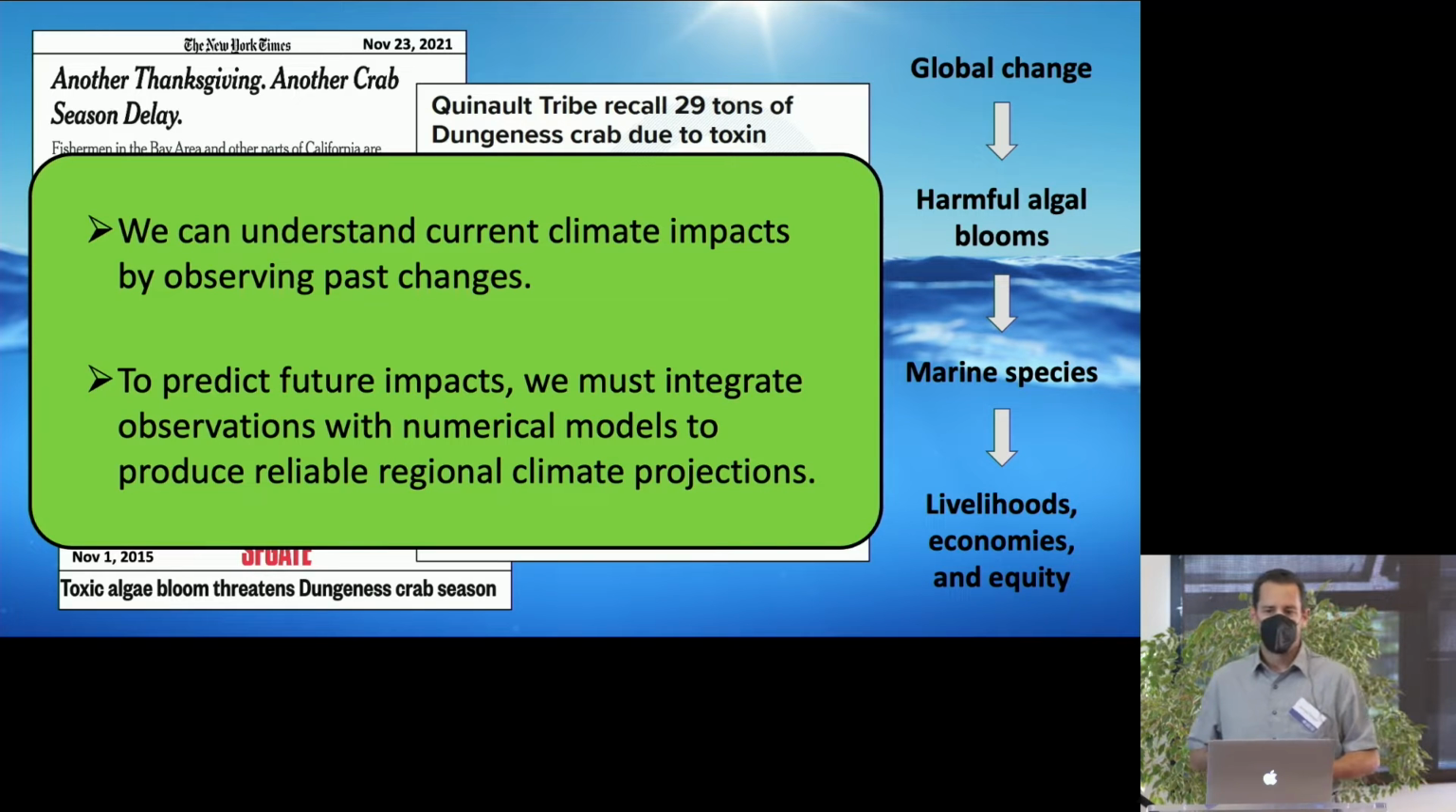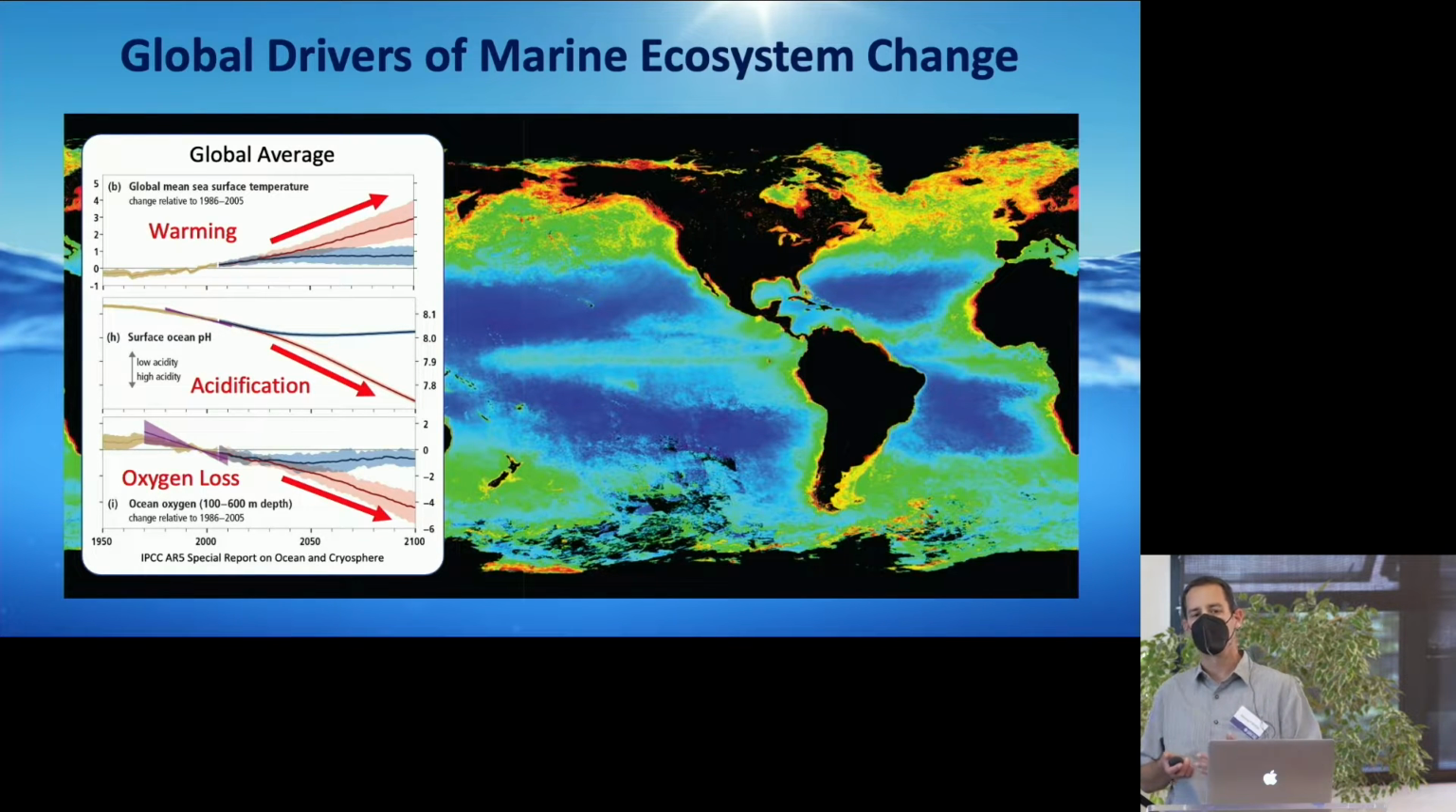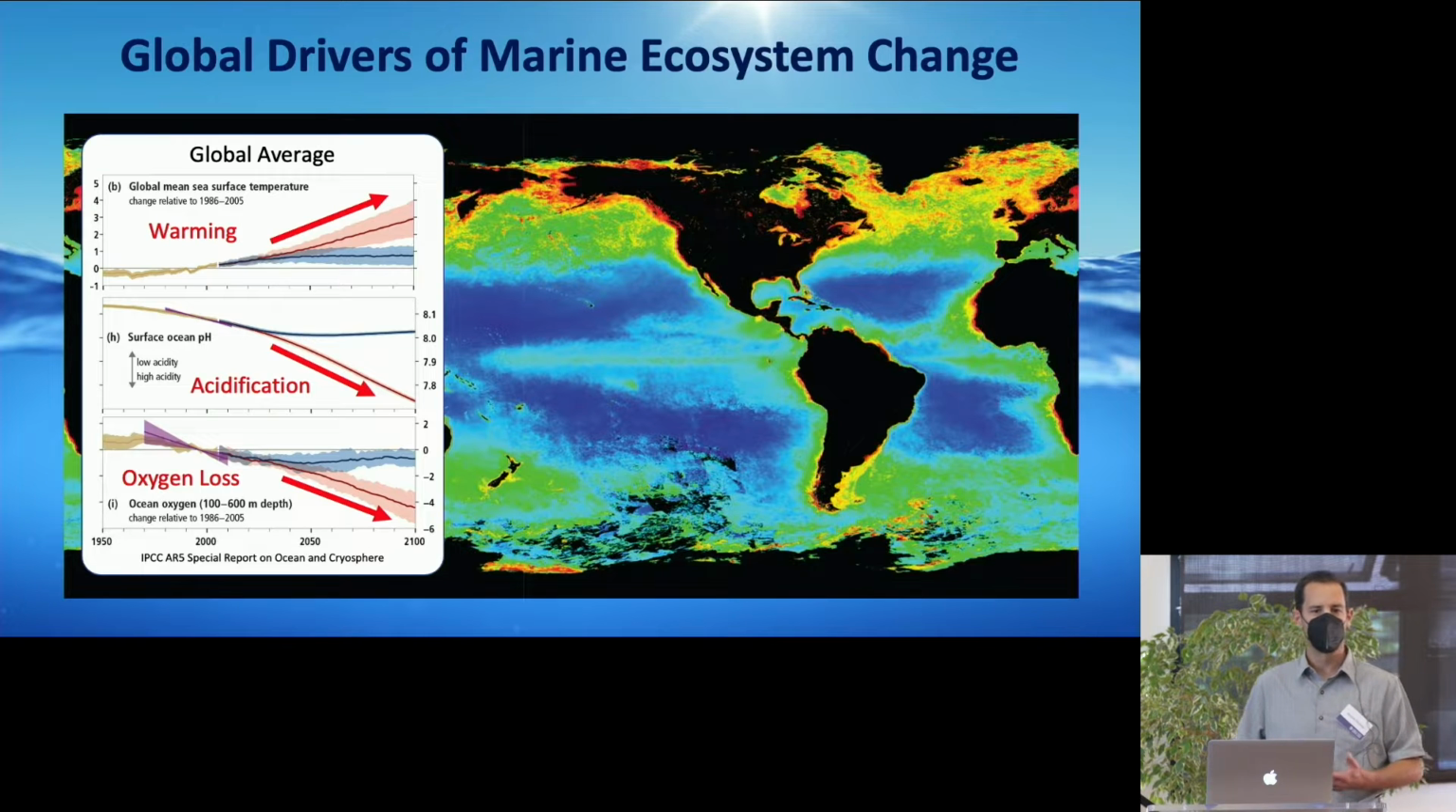So one way we can understand how climate change is affecting coastal ecosystems is by looking at the past state and observations. But if we're trying to understand the future evolution, then we need to rely on numerical models. And you may have heard of those models. Those are called global climate projections, and they're used by the entire IPCC. And we know now at the global scale that a warming world, a world where the oceans are progressively becoming more acidified, and a world where the oceans are losing oxygen are all going to be stressors for coastal regions.